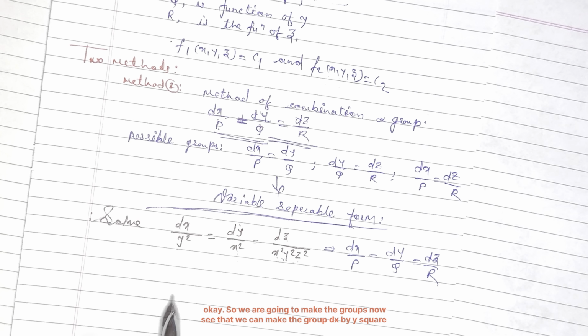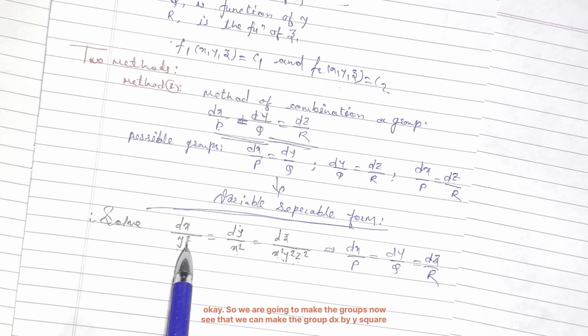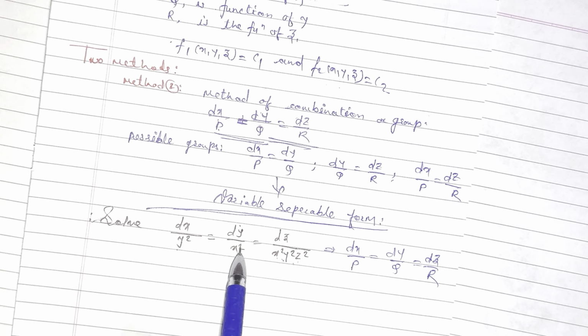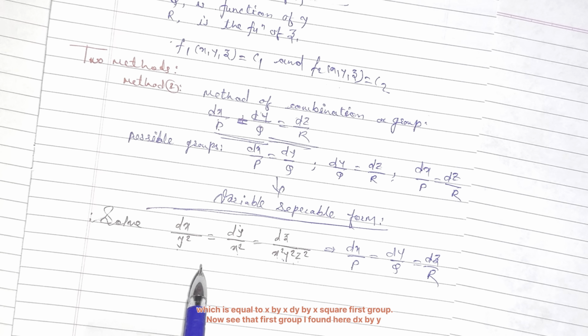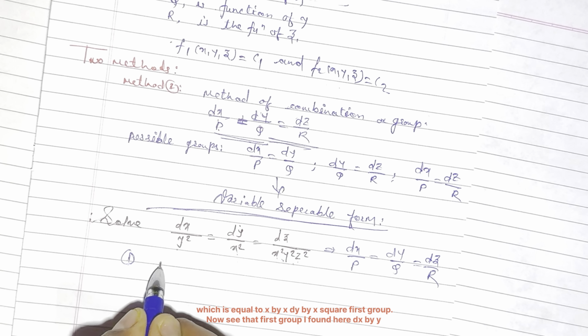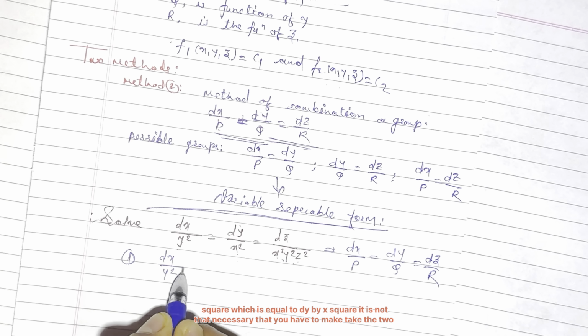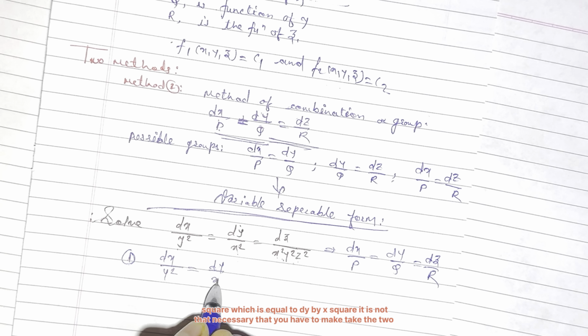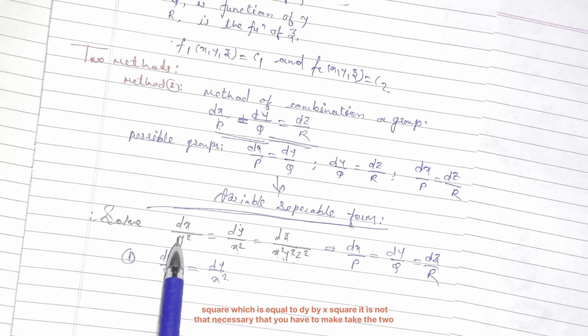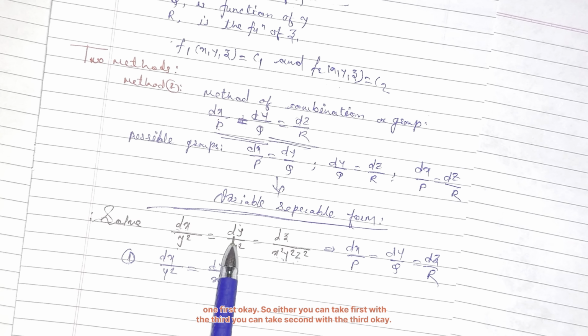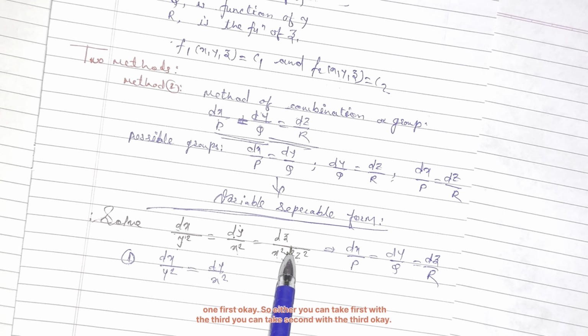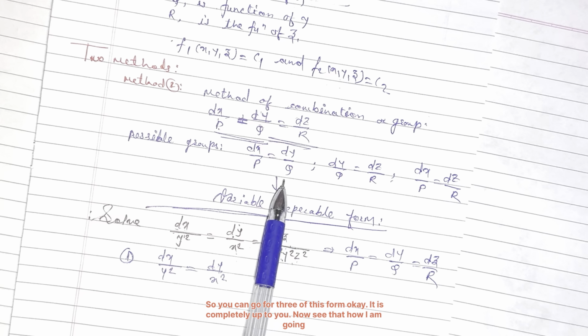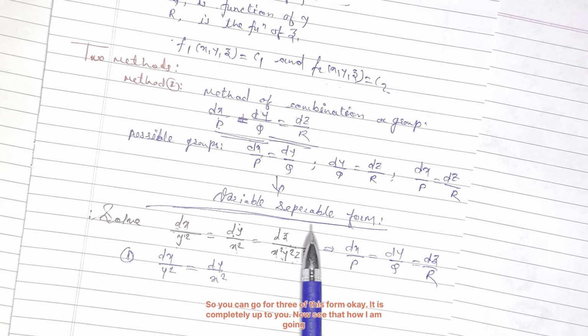Okay, so we are going to make the groups. Now see that we can make the group dx by y square, which is equal to dy by x square, first group. Now see that first group I found here, dx by y square, which is equal to dy by x square. It is not necessary that you have to take the first and second first. You can take the first with the third, you can take the second with the third, so you can go for three of this form. It is completely up to you.